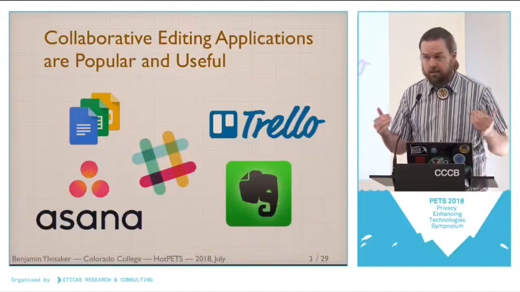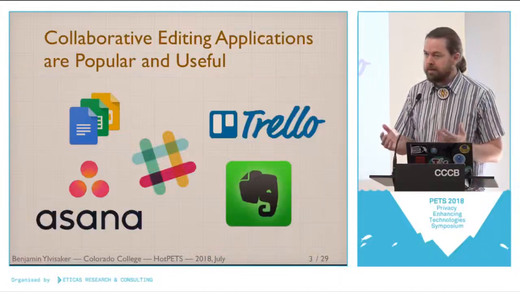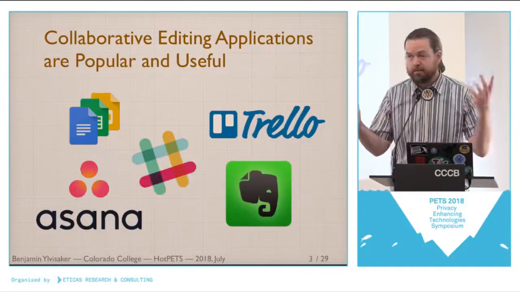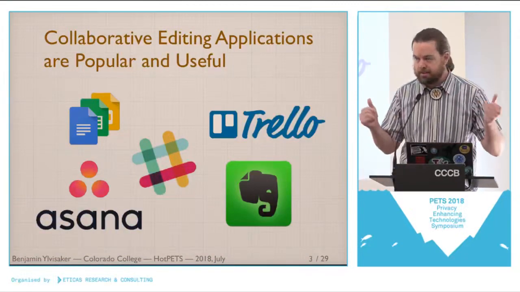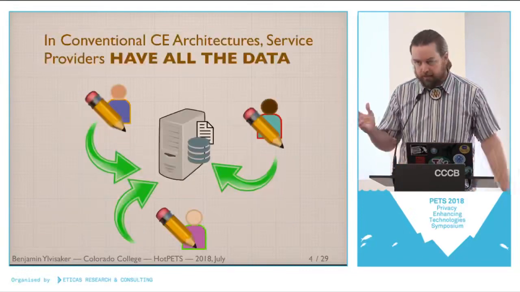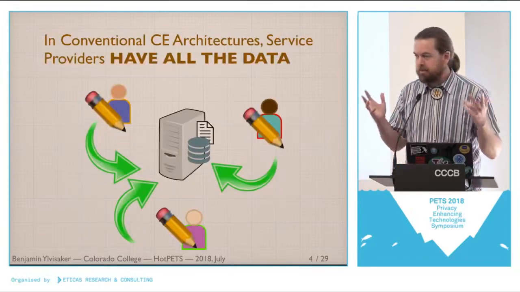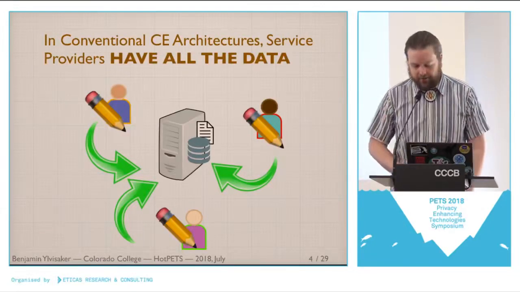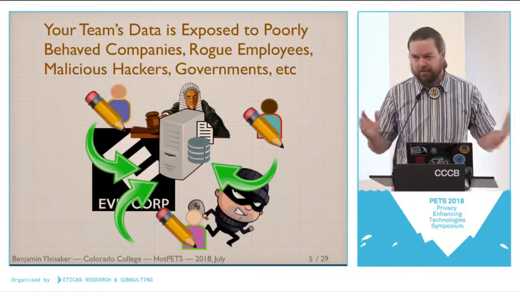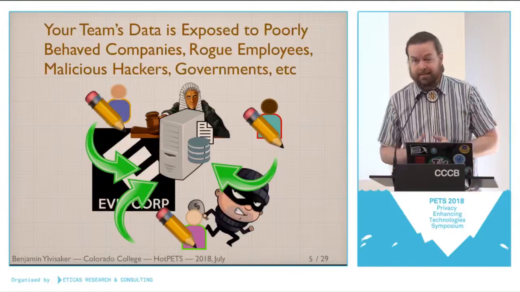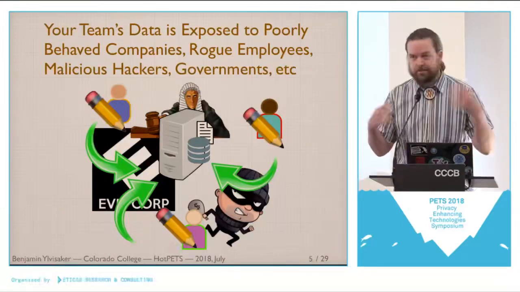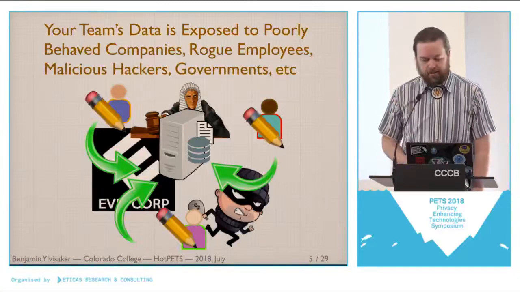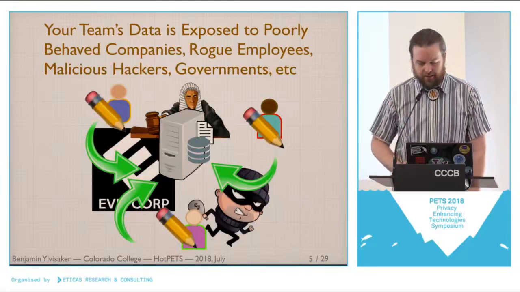Okay, so my goal is to make an architecture for building collaborative editing applications. These kinds of applications, of course, are very popular and useful for helping teams work together, play together, do all kinds of things together. But the way that almost all of these applications work in the world today is that the service provider has all your data. And I don't think it'll take much convincing in this crowd for me to say that this is kind of a problem, that the company, all their employees, malicious hackers, governments can get at your team's data pretty easily. This is not a great state of the world.